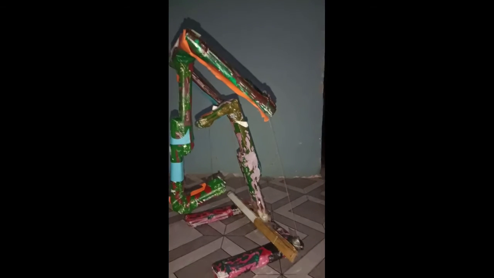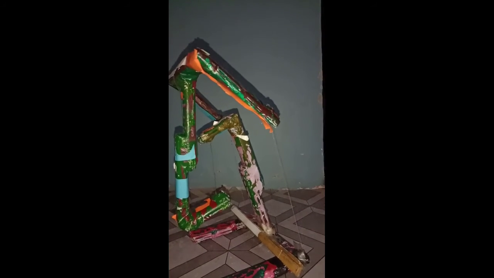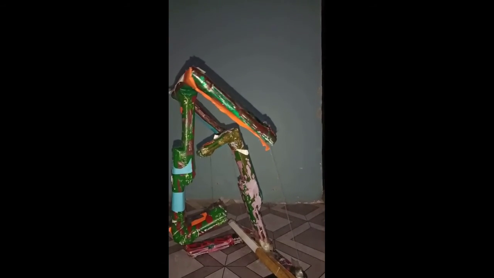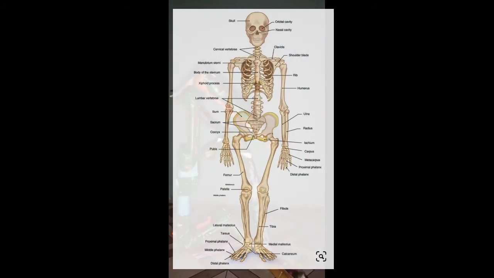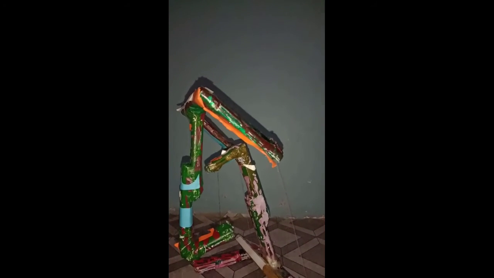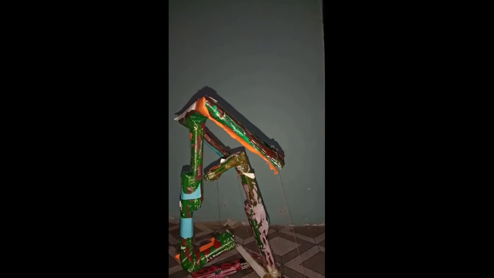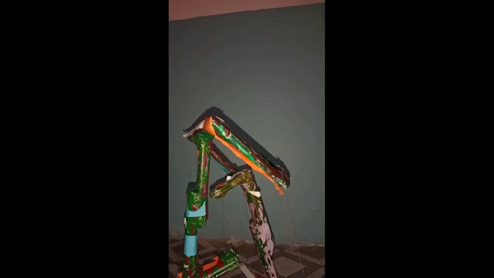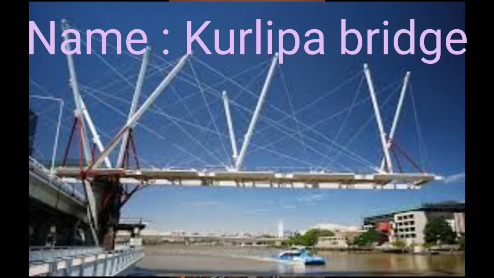So let's look at the applications and uses of tensegrity structure. An example of tensegrity structure in nature is the human body itself. In our body, the bones are in compression and the tendons, muscles, and ligaments are in tension, and we occasionally find them in tensegrity-like arrangements. Another great example of tensegrity in nature is spider silk. There is the application of tensegrity in spider silk too. Similarly, constructors have created a bridge using tensegrity structure and its principle located in Brisbane, Australia.